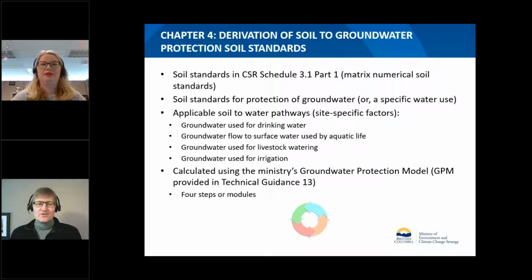So calculation is a 4-step process and operates in a backwards mode. In other words, from receptor to source. It works this way in 4 steps. So step 1, to start, the applicable water use standard, drawn from the generic numerical water use standards in Schedule 3.2, is assigned as a receptor concentration.